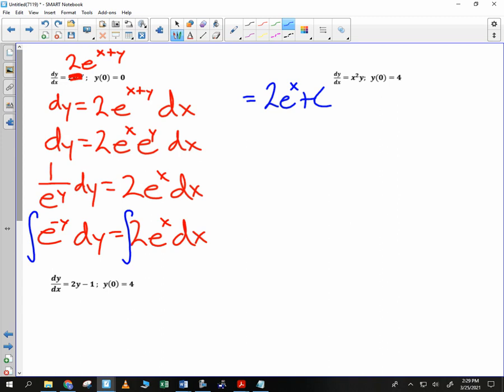And the antiderivative of e to the negative y, that one's not as easy because there's a negative sign, isn't there? And if you did substitution, like we just talked about, you end up with negative e to the negative y. In order to find my particular solution, or general solution even, I have to solve for y. So I have to get rid of the negative and the e and the negative. I'll get rid of the negative first. So I have e to the negative y is equal to negative 2e to the x plus c.